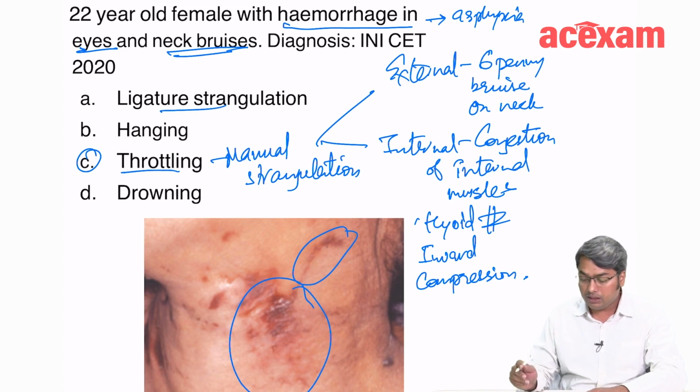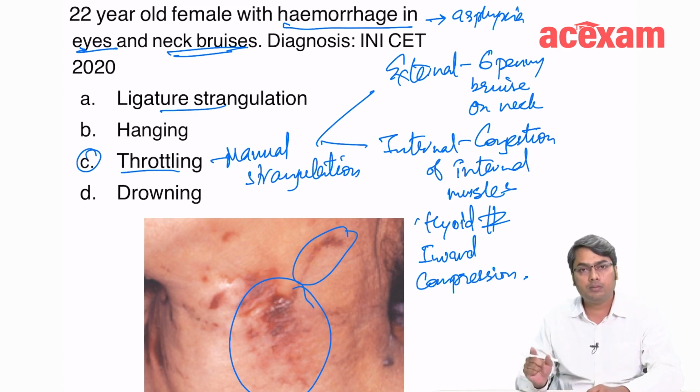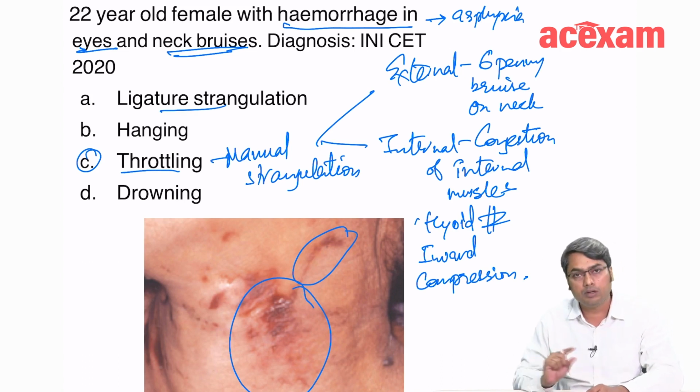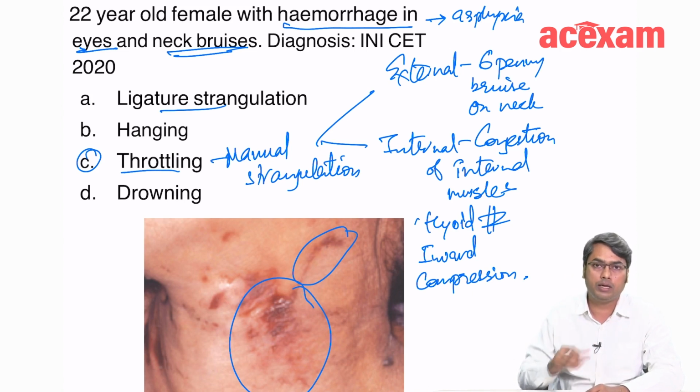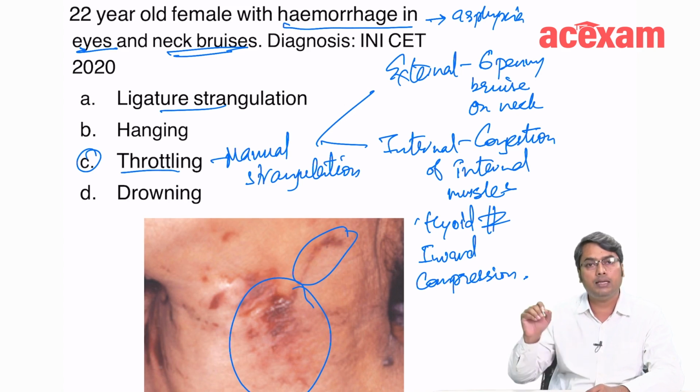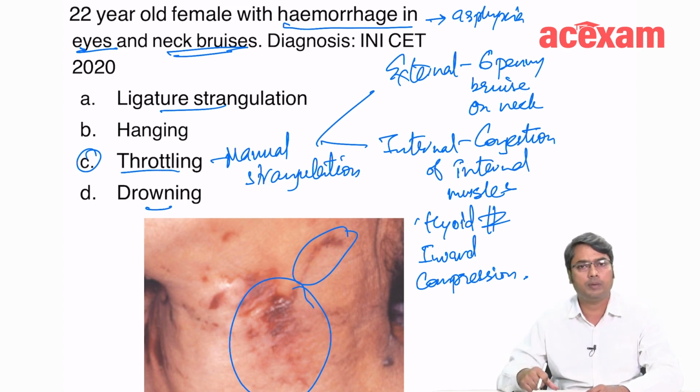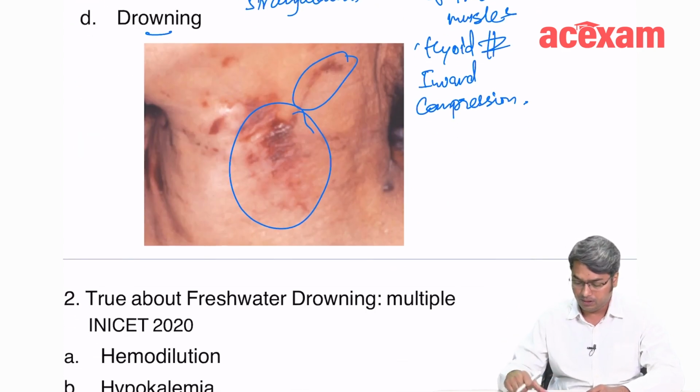In ligature strangulation, there will be a ligature mark and it will be continuous, transverse and present low down, and in hanging there again will be a ligature mark and it will be seen oblique, high up and non-continuous, and in drowning no specific findings will be there on external neck. There will be froth appearing from mouth and nostril.